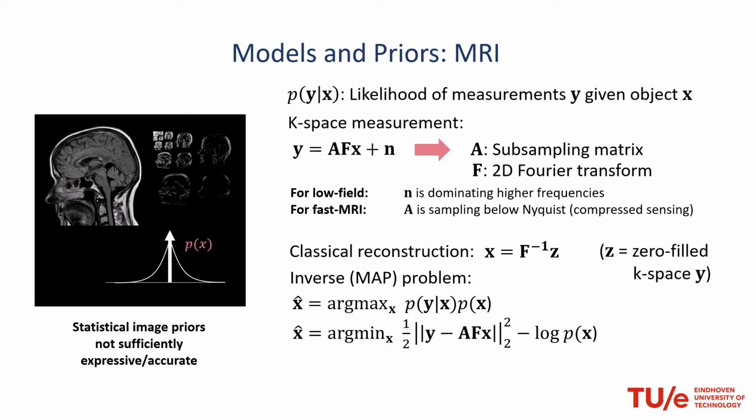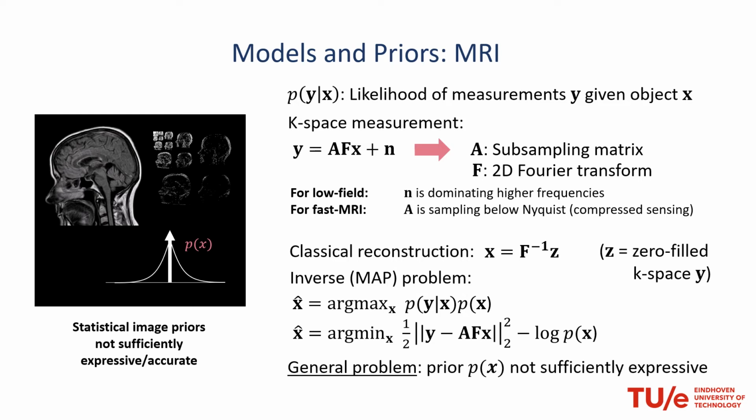So you can solve this problem when it's very underdetermined and when there's a huge amount of noise, when you have a very powerful and expressive prior p of x. And so that's the general problem in MR, finding a prior p of x that is sufficiently expressive, and typical, say, model-based priors based on sparsity are not sufficiently expressive.